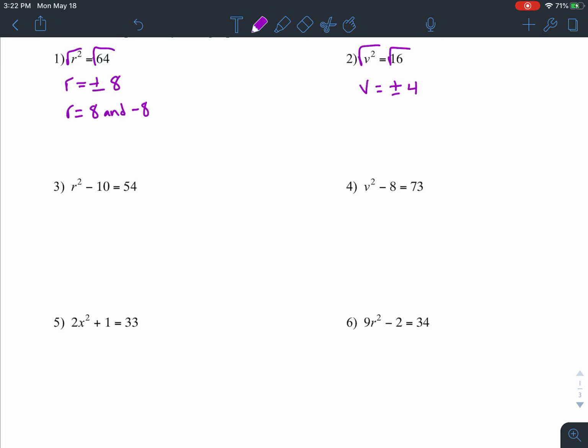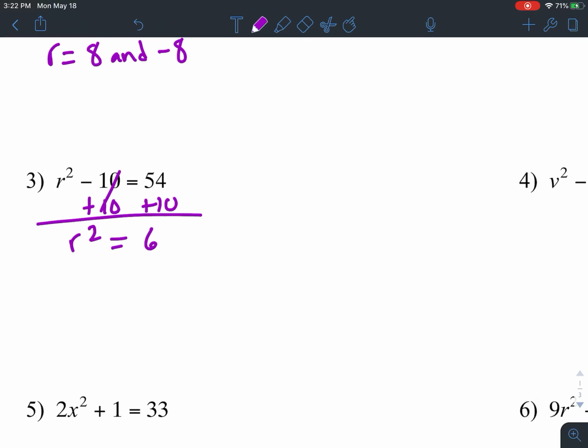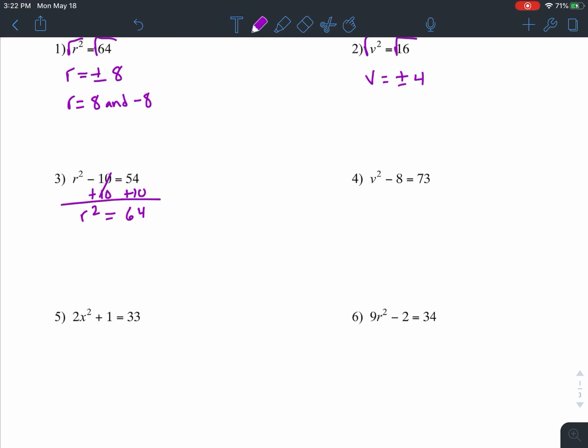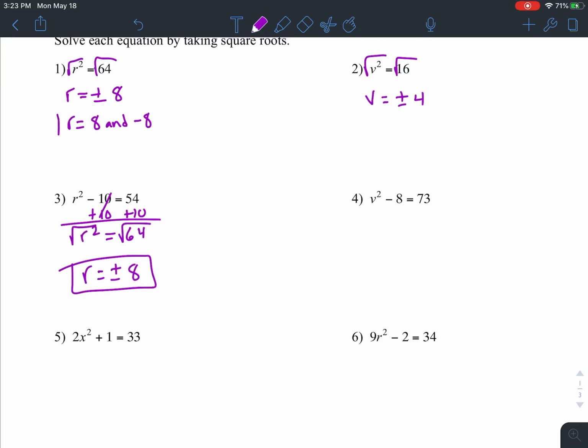So number 3, moving right along. I want to get the r squared by itself, but this time I have a minus 10, so I have to move that to the other side. So to get rid of a minus 10, you do the opposite and add 10 to both sides. Now, when you add 10 to both sides, you're left with r squared equals 64. Now, this should look very familiar. Exactly like number 1. So square root both sides. You're going to get r equals plus or minus 8. And that's how you can write your answer. Okay, I'm just putting squares around that so you see my answer.